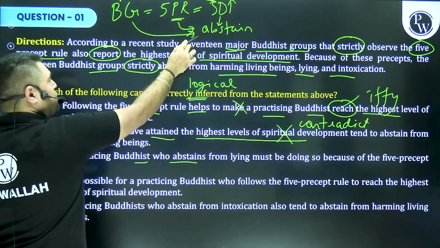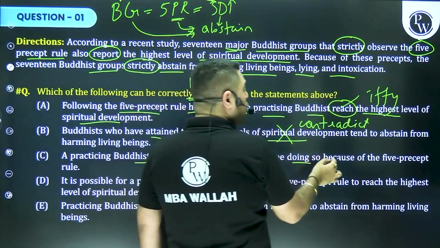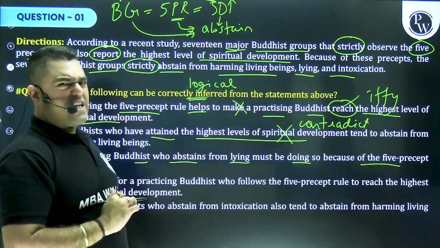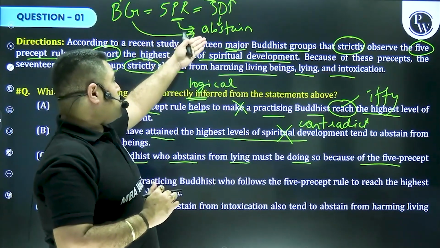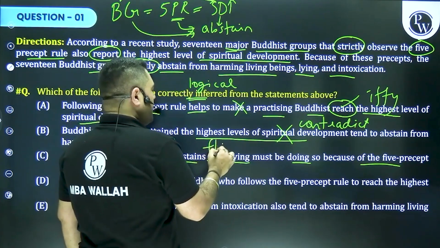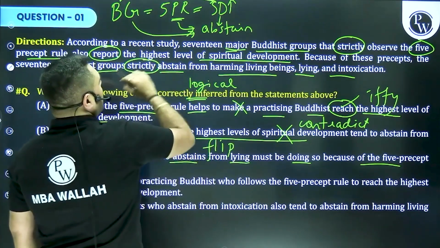Option C: a practicing Buddhist who abstains from lying must be doing so because of the 5 precept rule. Now beta, this looks like a very good answer option. The keywords have come, sir. Buddhists who abstain must be following, right, sir? This option is flipping the relationship. What does that mean? What does your option say?